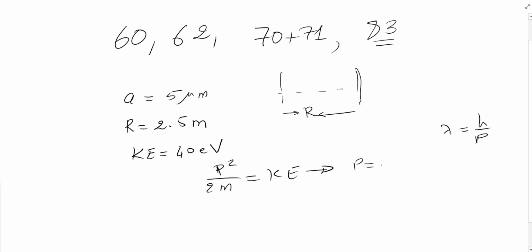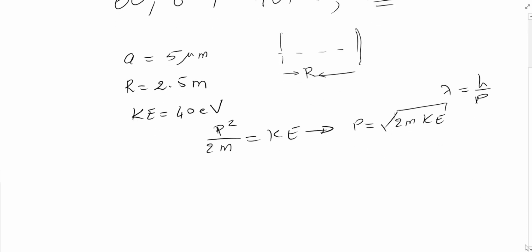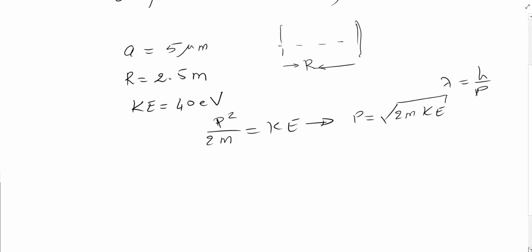So it's going to be the square root of 2m times KE. We have to be careful in here since the energy is given in electron volts. We have to convert to joules, otherwise the units for the momentum are not correct. So if I plug that into the expression for the wavelength, it is simply h over the square root of 2m, the kinetic energy properly converted. M is for the electrons, of course.